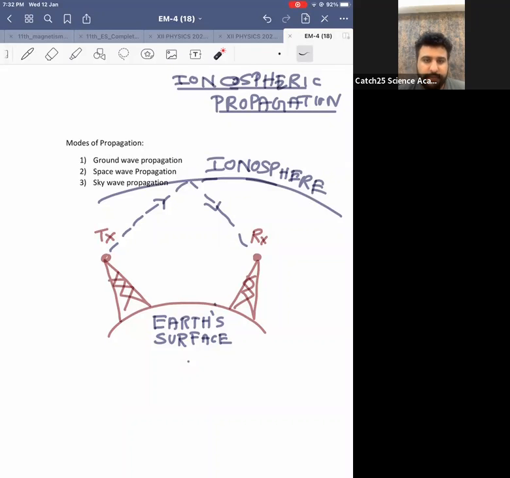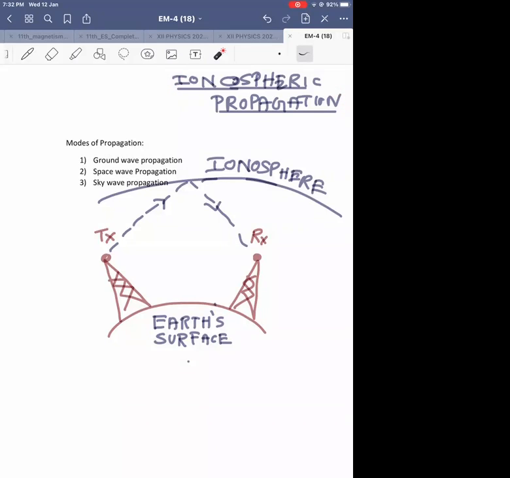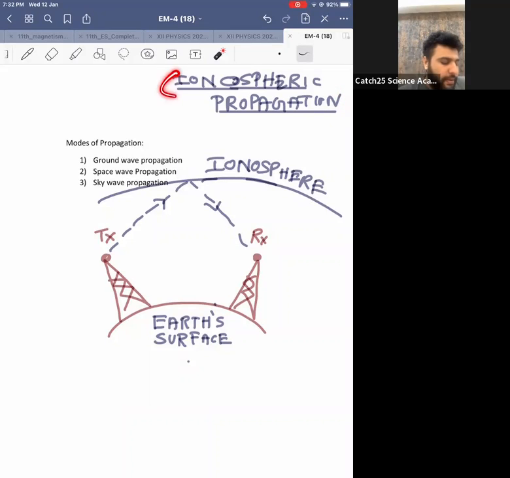Is this much clear? Therefore, write down the side heading sky wave propagation. Inside the bracket, write ionospheric propagation and draw the diagram. Notes I will give you for ionospheric propagation. Start.